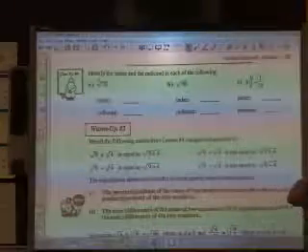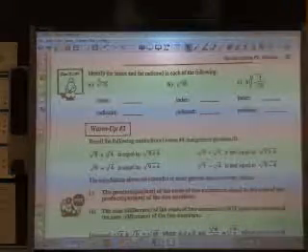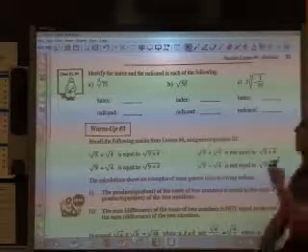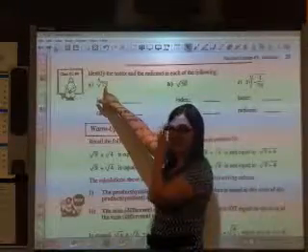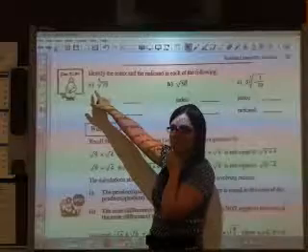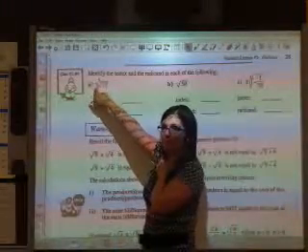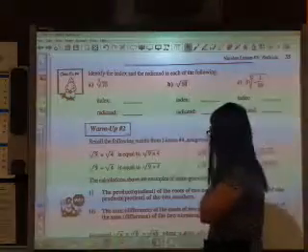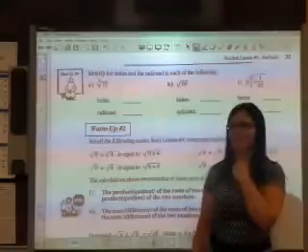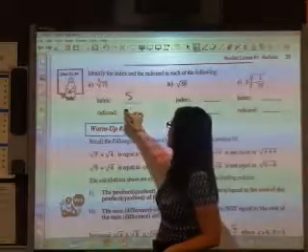Okay. Identify the index and the radicand in each of the following. So first of all, how would I read this? The fifth root. So the 5 becomes the 5th root and then 75. So what is the index? 5. And the radicand? 75.